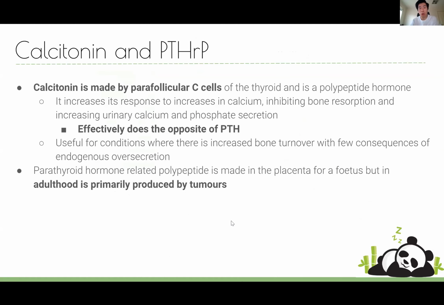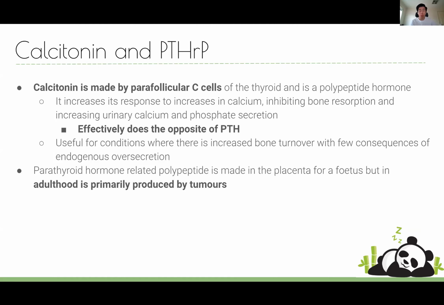Calcitonin and parathyroid hormone related protein are two different hormones. Calcitonin is made by the parafollicular C cells in the thyroid that Gavin talked about. Effectively, what they do is the opposite of parathyroid hormone. They will increase in response to increasing calcium and inhibit bone resorption and increase urinary calcium and phosphate secretion, meaning more calcium and more phosphate will be excreted in urine.